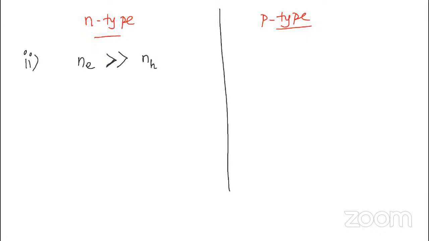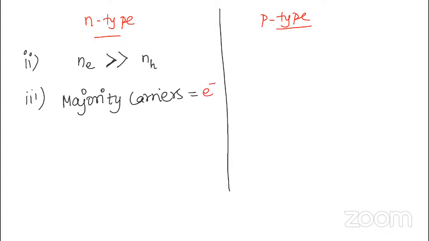So simply we are writing the third point. Here, the majority carriers are electrons. And one more, the minority carriers, which is nothing but holes here. Okay, holes.